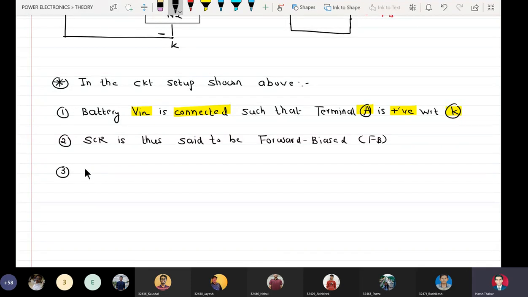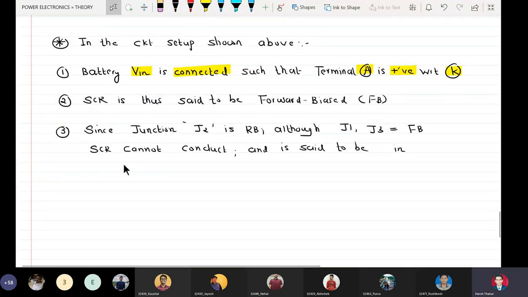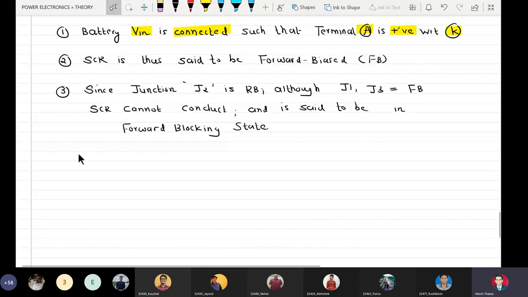Third, since the junction J2 is reverse biased, although J1 and J3 are forward biased, the SCR cannot conduct and is said to be in the forward blocking state.